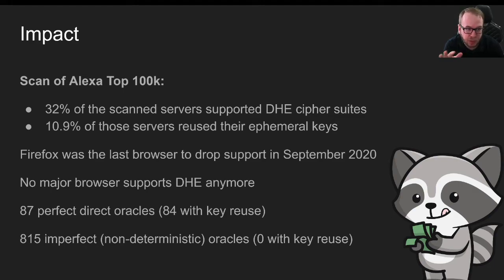So if you're using DHE cipher suites on a server, there's a 10% chance that your server is actually vulnerable to a Raccoon attack. But to be vulnerable to the Raccoon attack, it's not enough that the server is supporting the cipher suite. You also have to have a client connection you want to attack, and for that to happen, you have to have a client which is connecting to the server, which is actually using the DHE cipher suite.